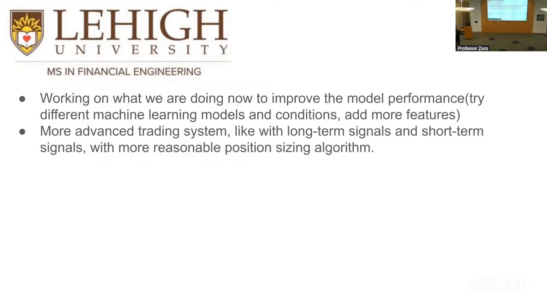What we are going to do is improve the model performance by trying more different machine learning models, more features, and different conditions. In the long term, I think we will try an advanced trading system, like using long-term signals and short-term signals and how to combine those, and also a more reasonable position sizing algorithm.